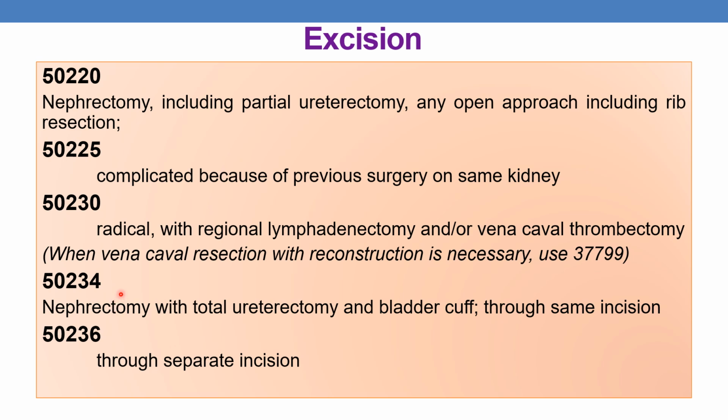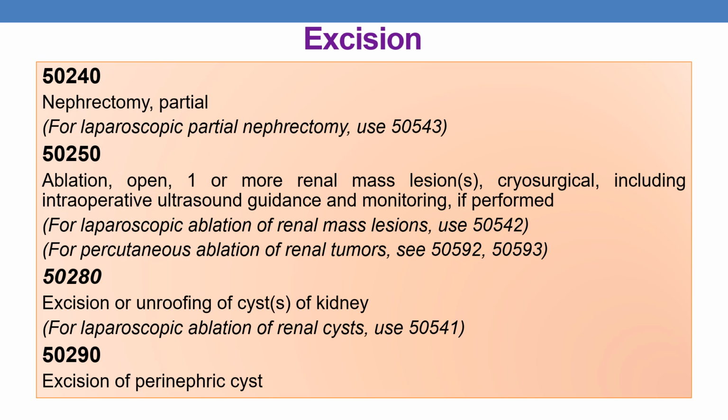The next CPT is 50234. Nephrectomy with total ureterectomy. Previously it is partial ureterectomy, 50220. Now 50234 includes nephrectomy with total ureterectomy and bladder cuff through same incision. 50236 includes nephrectomy with total ureterectomy and bladder cuff through separate incision. The next CPT is 50240, nephrectomy partial. And for laparoscopic partial nephrectomy, you need to use 50543.